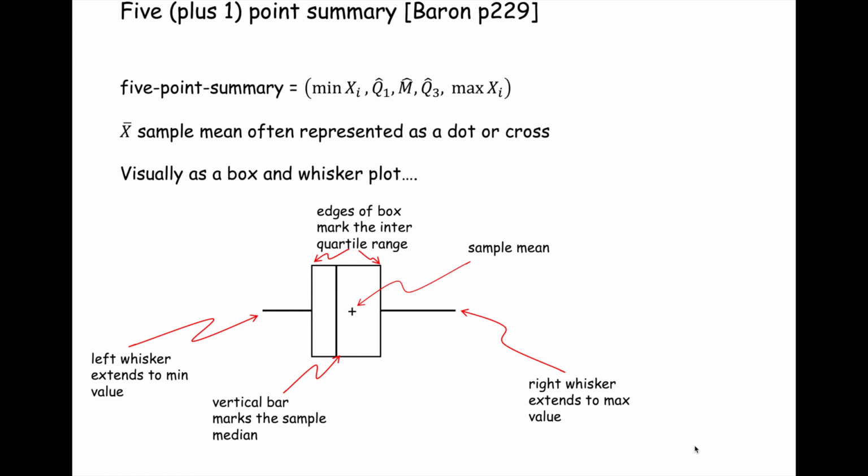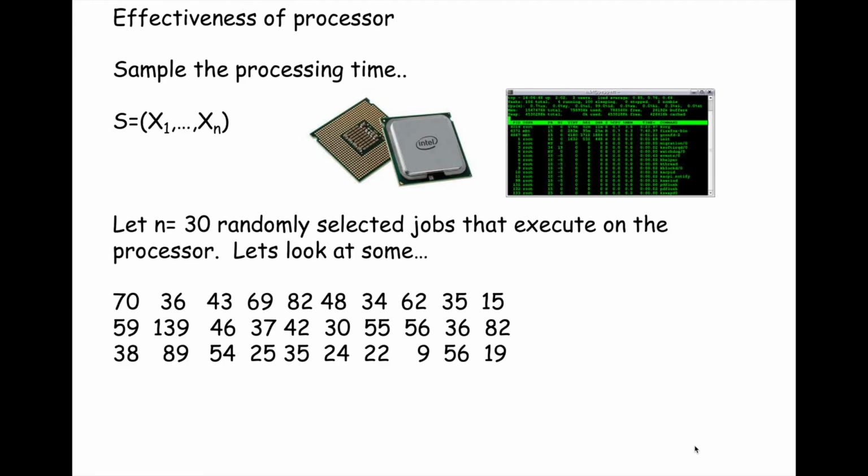And so the min is where this left whisker extends, right? That's the minimum value. And the max extends to where this right whisker extends. And certainly you can mark outliers, typically as these dots that are either to the left of the left whisker or to the right of the right whisker. And you can determine whether something's an outlier depending on 1.5 IQR, as we had discussed before. Okay? So let's take a look at an example.